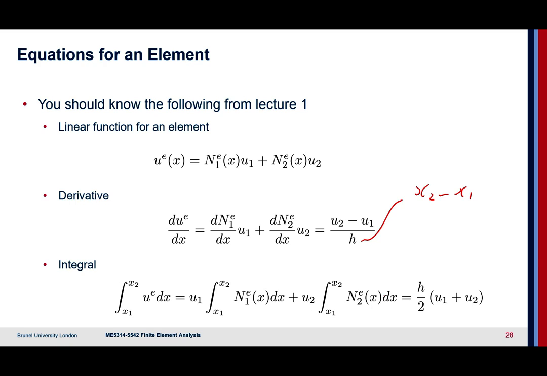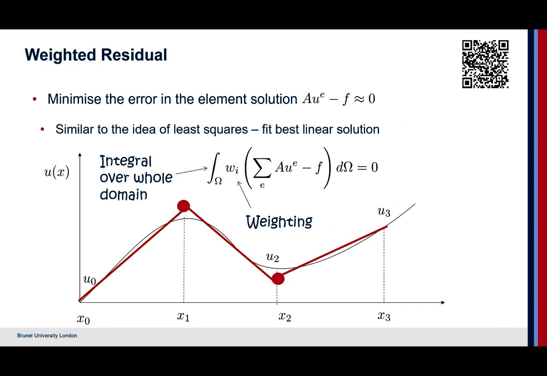The integration of these functions, if you remember, was fairly tedious. We had to work through, but once we'd done that, we ended up with basically the trapezium rule. And again, this is just a statement essentially that the area under a straight line is just the base times the height between those two. So again, this is all nicely consistent.